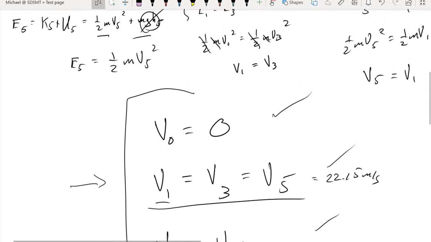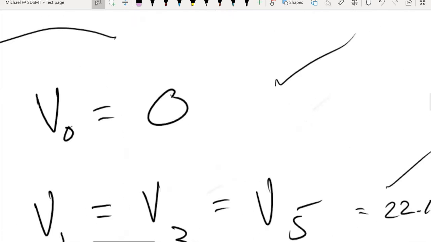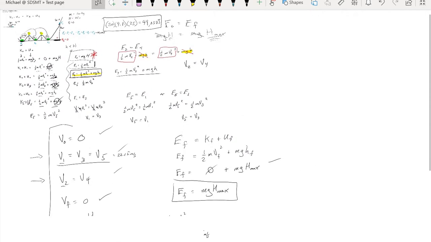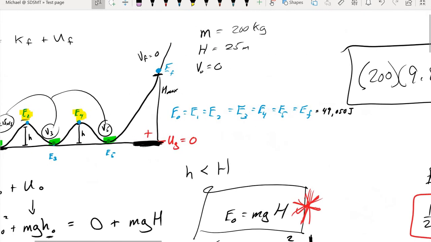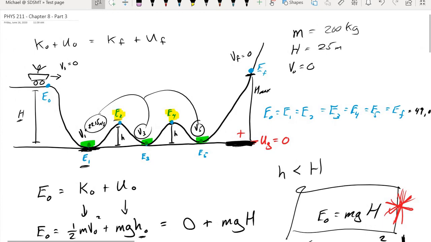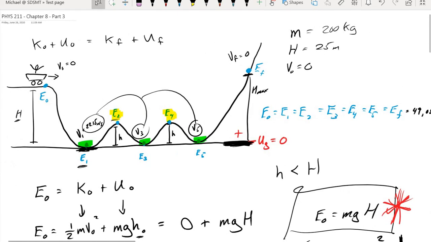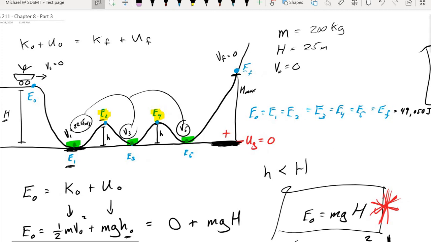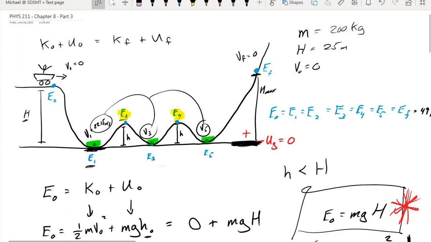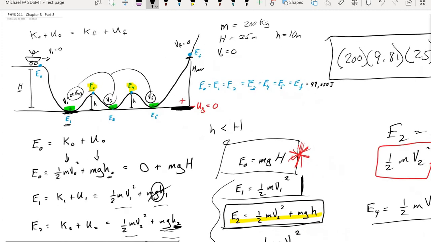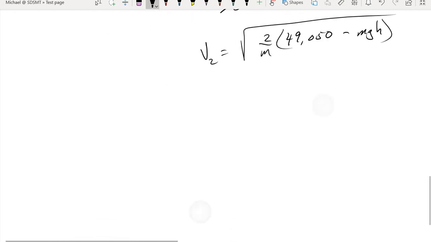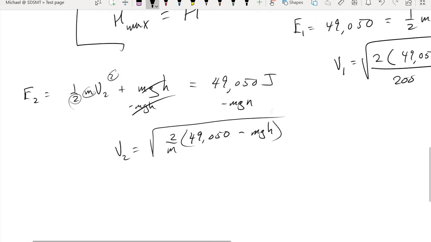Now, I don't think I gave a value for little h. Okay, nope, I did not give a value for little h. But it looks like little h might be about, I don't know, the way I've drawn it, it might be about a third. But let's say that little h is equal to 10 meters, just to keep the numbers reasonable. So little h is 10 meters.